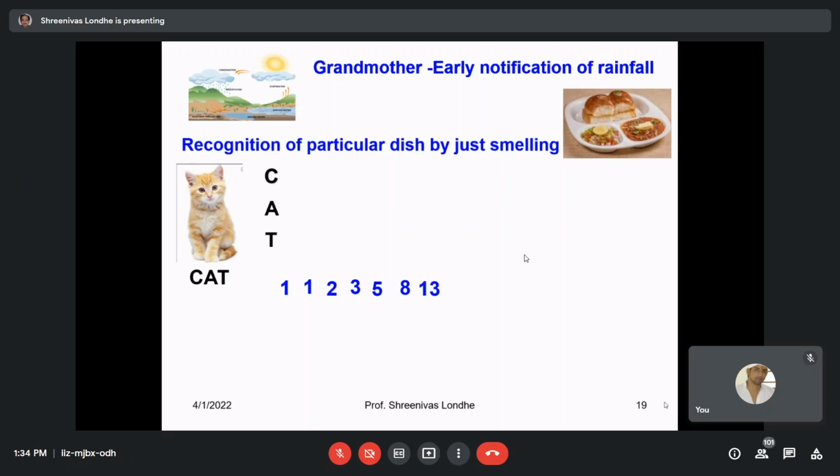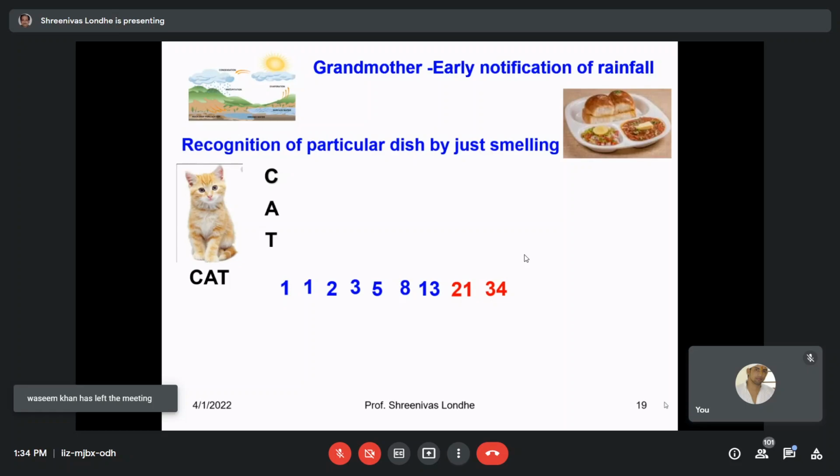13. Very good, 13. Next one. What will be the next number? 21. Yes, 21. Next will be 34. Yes, 34, correctly. How have you recognized that?